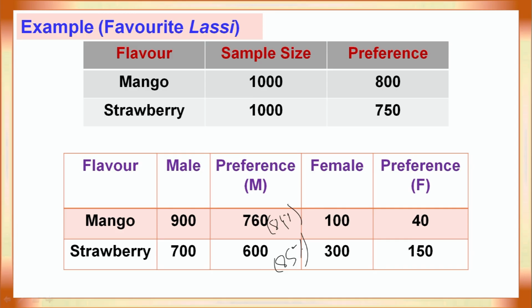In the whole data the mango was the winner. But when you segregate the data based on gender, strawberry is the most preferred lassi flavor. In the case of the females, 40% like the mango flavor and 50% like the strawberry flavor. So here also strawberry is the winner, but in the total data mango was the most preferred flavor of lassi. So again, this is an example of the Simpson paradox.